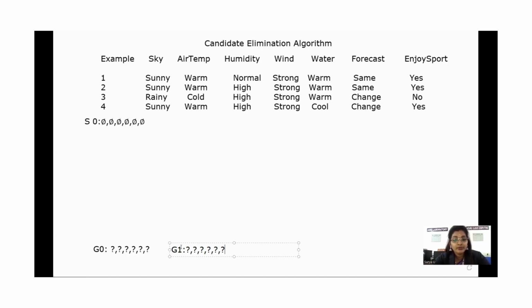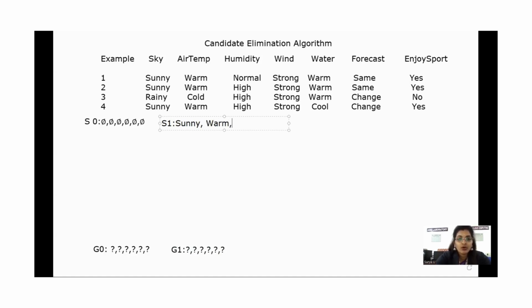I said that if it is negative we start from G, that is okay, but you still have to solve S as well. Initially we start from G, but we have to solve S as well. So I'm solving my S value, S1. What I have to do is replace the null values with the values of example 1. Initially we have null values, so I'm replacing them with the original values of example 1. For the first null value, I write sunny.